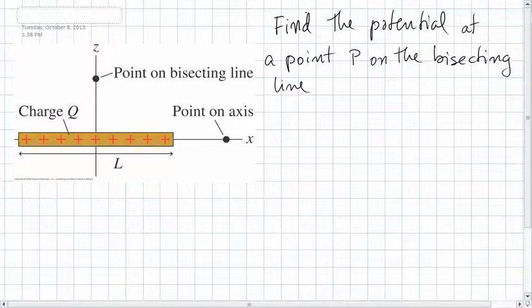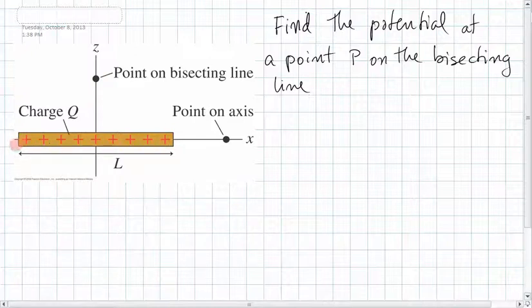Hello class, in this video we are going to work on problem 29.70 from the book, and in this problem the question we ask is what is the potential at this point P, at this point on the bisected line, due to this line of charge, to this object of length L.